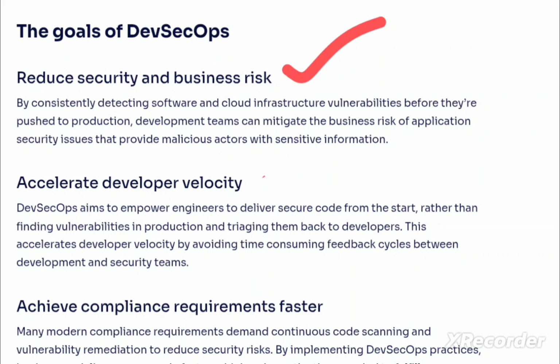The second goal of DevSecOps is to accelerate developer velocity, more innovation, more productivity from the developer. DevSecOps aims to empower engineers to deliver secure code from the starting phase itself, rather than finding the vulnerabilities in production and sending them back to the developers. This accelerates developer velocity, as it avoids a time-consuming feedback cycle between the development and security teams. How the DevOps methodology flows.